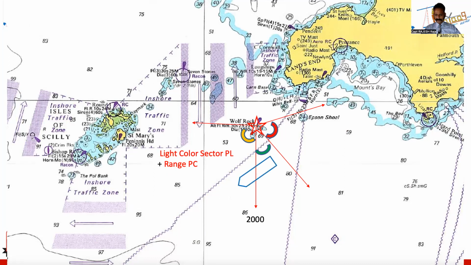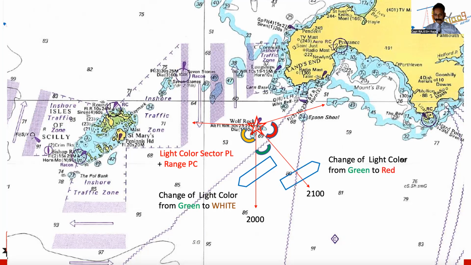So let us say a vessel at 2000 was crossing and the color changed from green to white. So that means this is a PL for you. And at 2100, let us say one more vessel was crossing here from green to red. So these are the ways where you can use all these different methods to get a position fixing tool and then finally decide whether you can go ahead with a simultaneous fix.